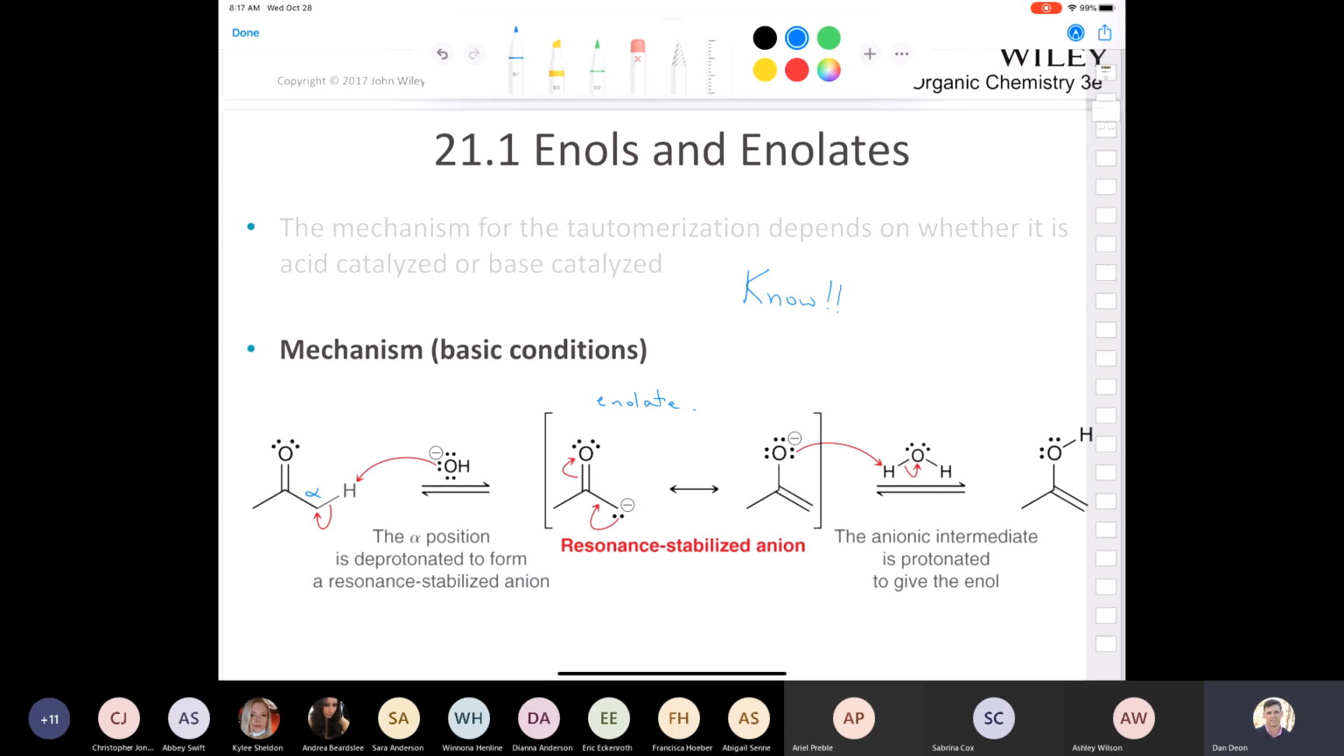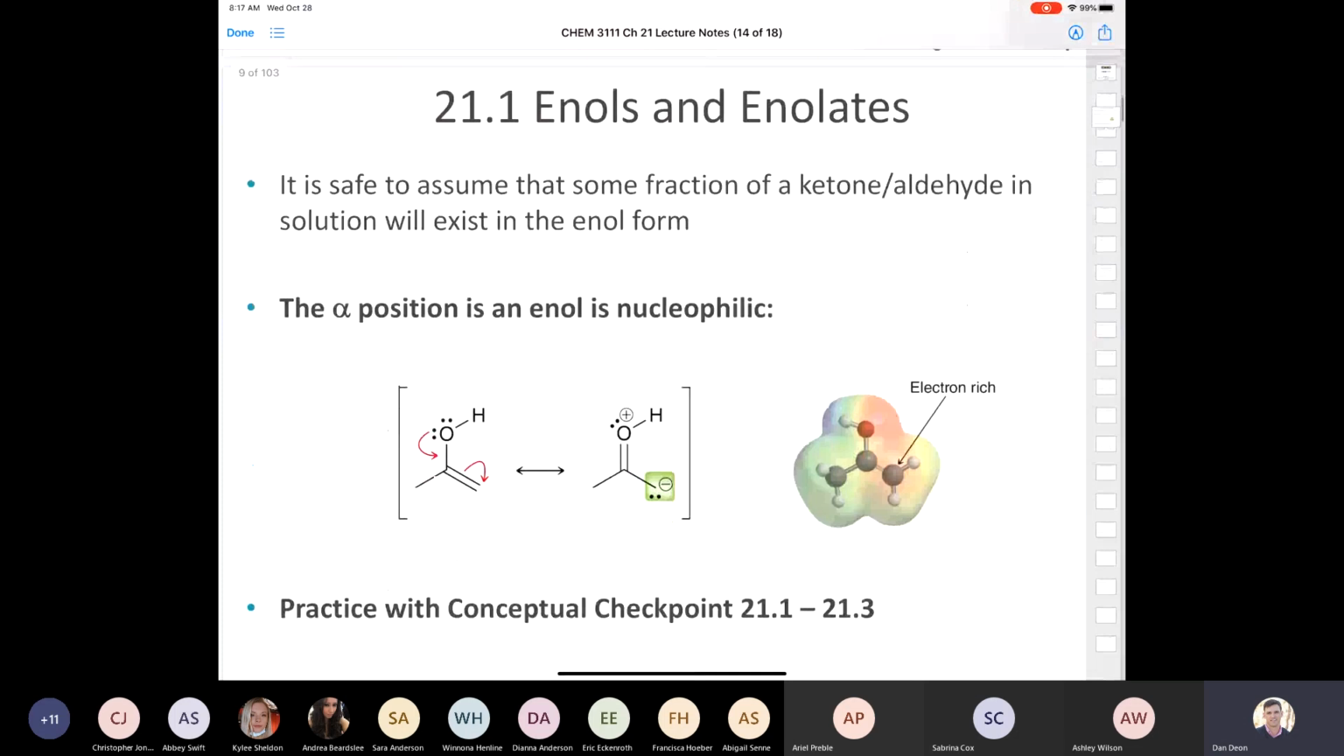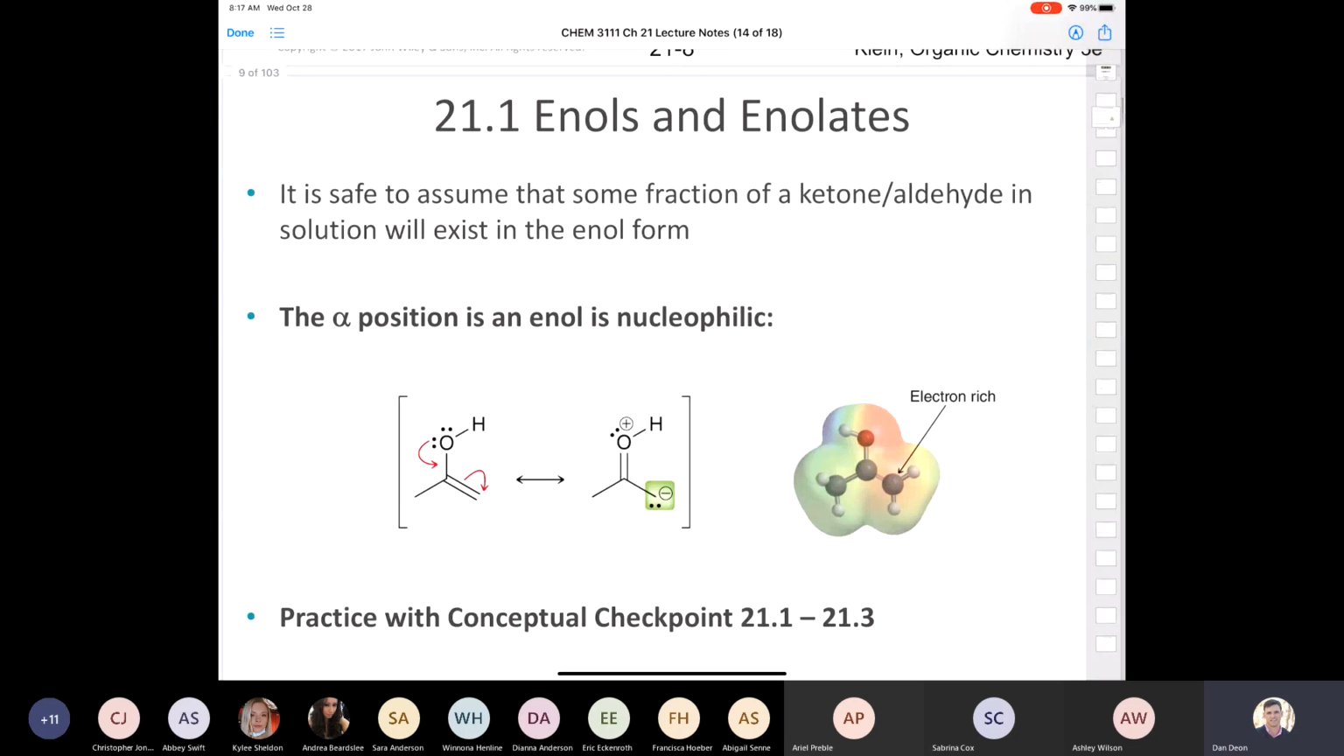Now, if you have a ketone or aldehyde, we talked about at the beginning, I said, if you have a ketone, the keto form and the enol form, you have very little of the enol form. Well, let's look at this slide here and see what it has to say. It's safe to assume that some fraction of a ketone or aldehyde in solution is going to exist in the enol form. In fact, this is really interesting. This is the electrostatic potential map of the enol of acetone.